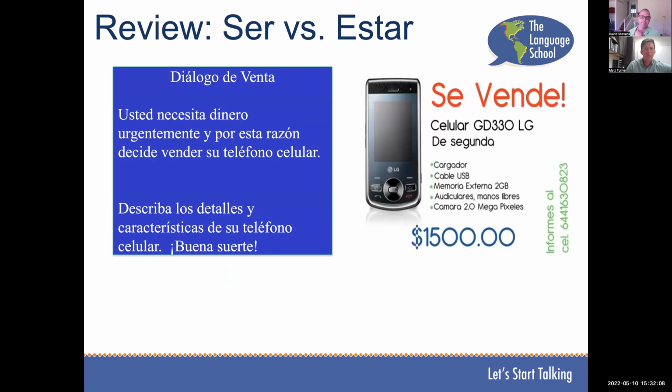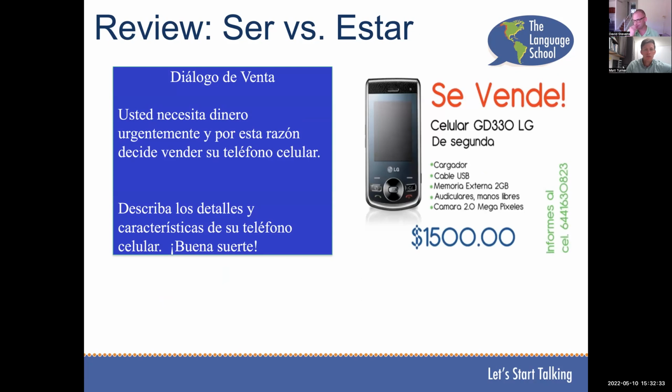Muy bien. Ahora, Mateo, usando los verbos ser y estar, imagínese, usted necesita dinero urgentemente y por esta razón decide vender su teléfono celular. Describa los detalles y características de su teléfono celular. Buena suerte.